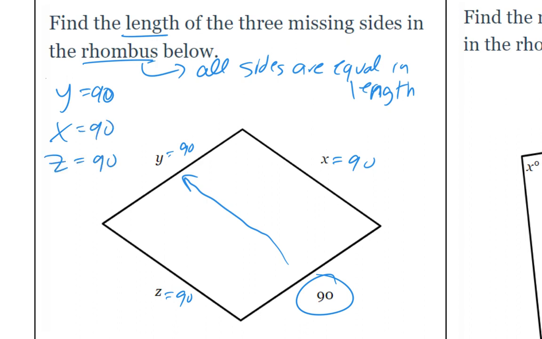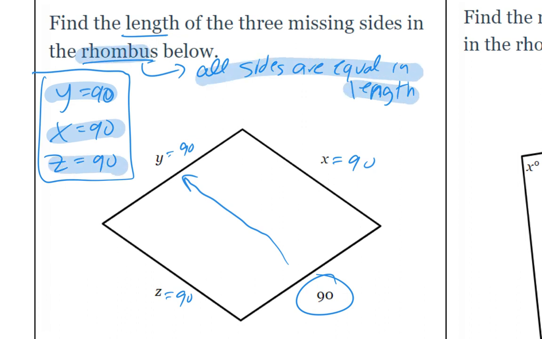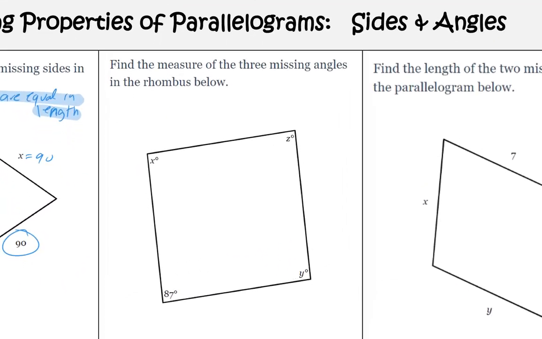And I'm going to put that line through there so I know that it's a z, and z instead of a 2. So those are our answers. Y is 90, x is 90, and z is 90 because all sides are equal in length on a rhombus. Hopefully you got that one on your own. Otherwise, let's keep it moving.